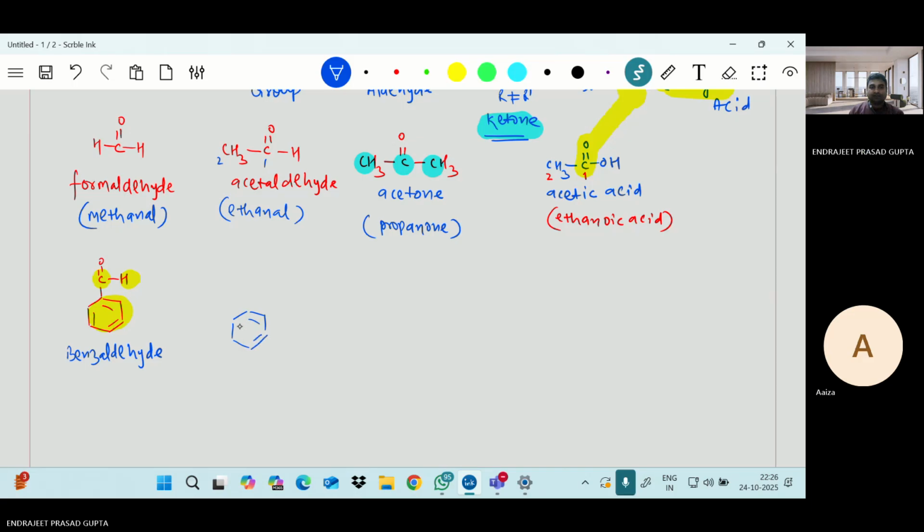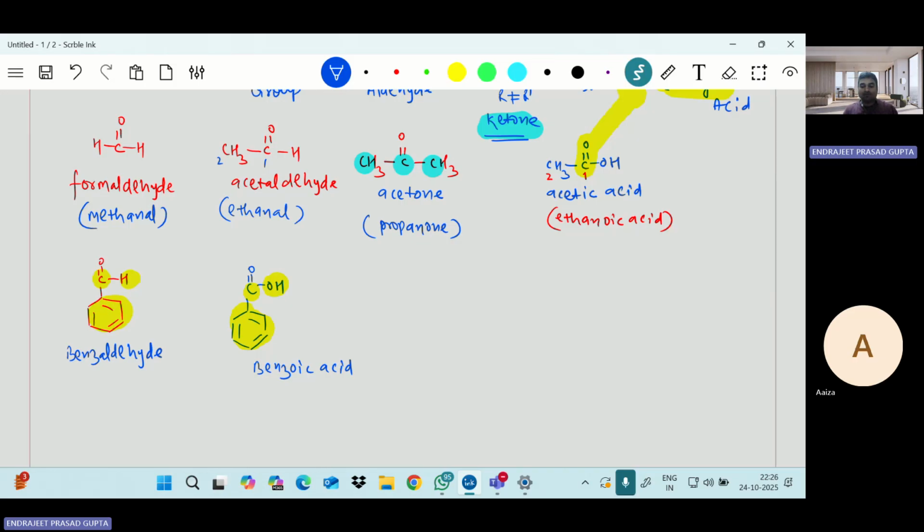If you are writing C double bond OOH, it's a carboxylic acid. Why? Because this side is OH and this carbonyl carbon has the aromatic ring on this side. So this is called what? Benzoic acid, benzene oic acid. So it's a benzoic acid. Any confusion? No, sir.